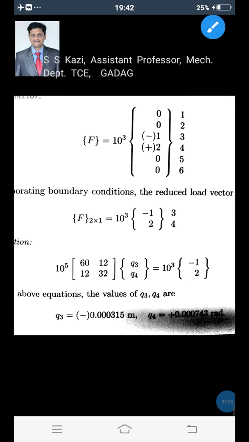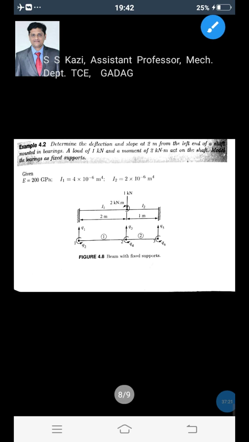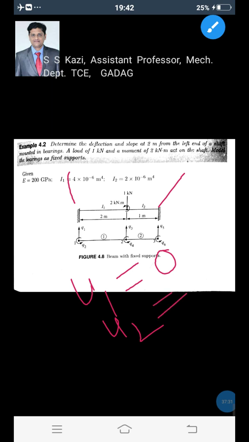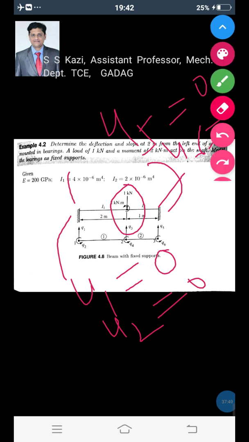After that, you apply the boundary conditions. In this problem, the boundary conditions are that node 1 and node 3 are fixed. That means deflection and rotation are 0 at node 1, and at node 3 deflection and rotation are 0, that is U5 and U6 are 0. You only need to calculate U3 and U4 at node 2, that is the deflection and rotation at node 2.